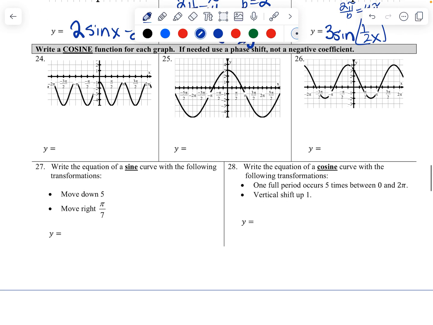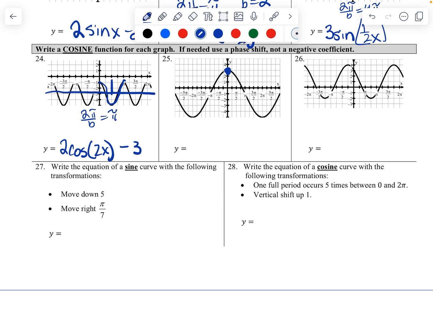So next we have some cosines here. So cosine starts high and goes low. So again, we have to check our midline, which is right here. So that's -3. Our amplitude is 2. There isn't a shift because it starts high. And our period is pi. So 2 pi over b equals pi. So that means b has to be 2.